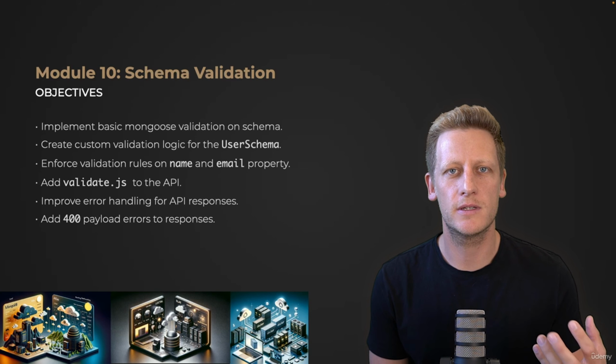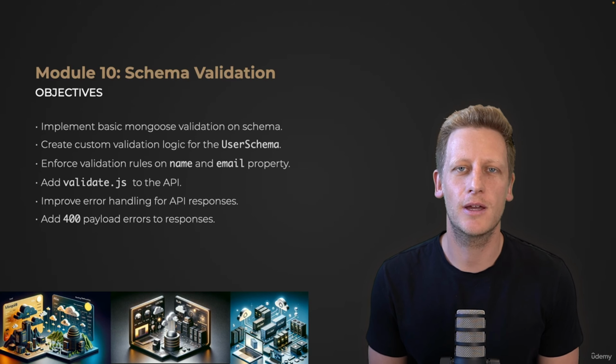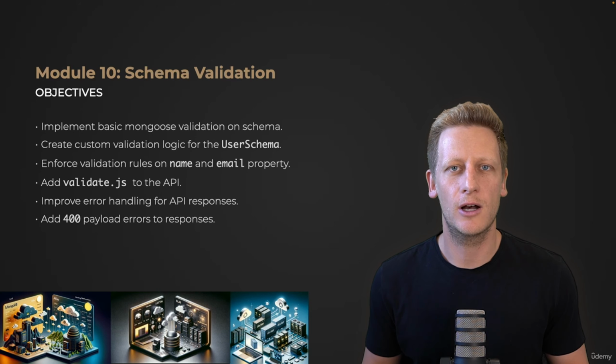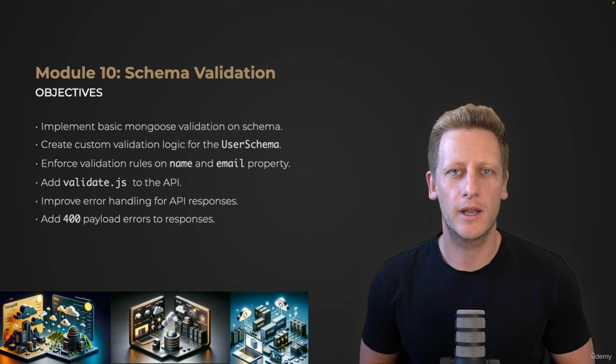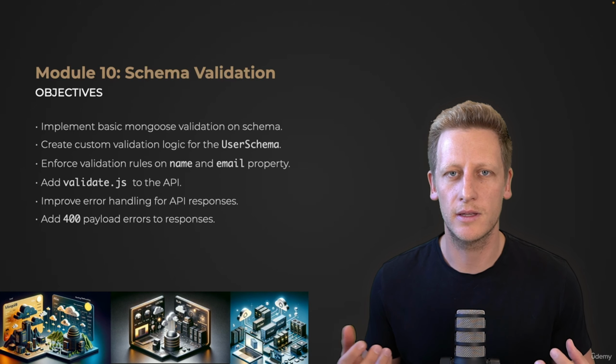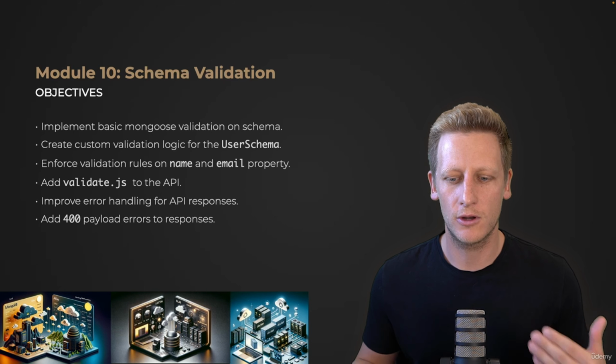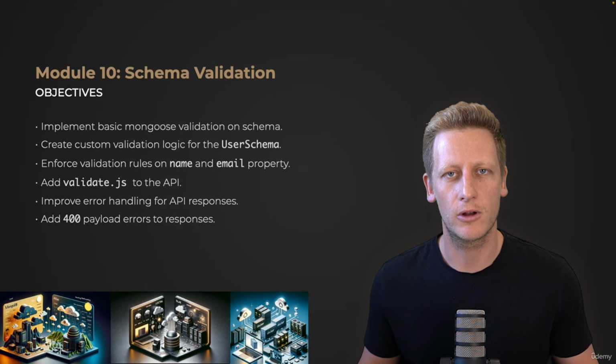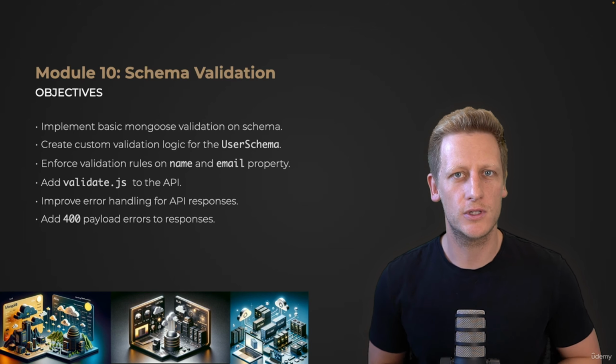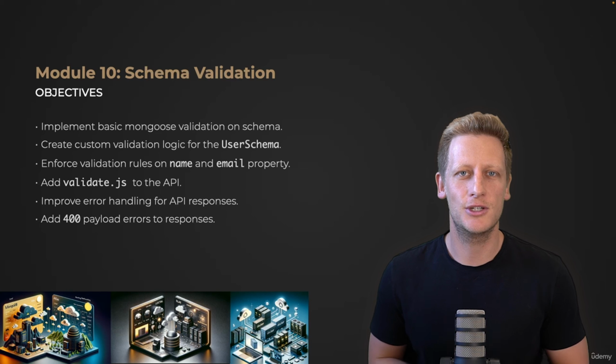We also want to implement an npm package into the API called validate.js, and this is going to help us implement our custom validation logic. And then lastly, we want to make sure that our error handling, in terms of the response that gets sent back if there is data that doesn't meet our validation logic, is working in a better way. We're going to start introducing some new error codes into our API. Instead of the basic 500, we want to start introducing some 400 payload error codes. This is what we're setting out to achieve in module 10.